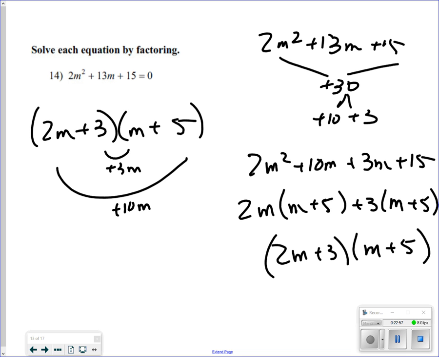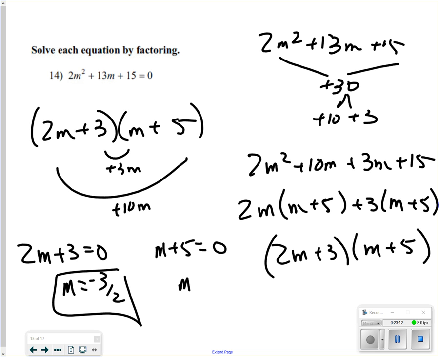Now for solving. So I set the factors, in this case the parentheses, equal to 0 and solve. So m is equal to negative 3/2 and m is equal to negative 5.